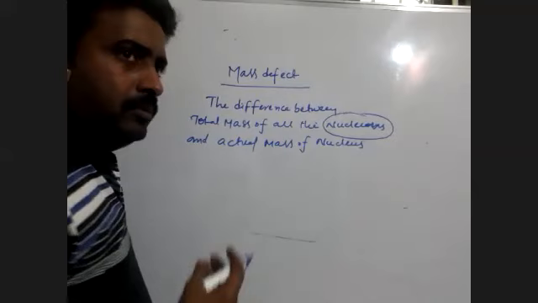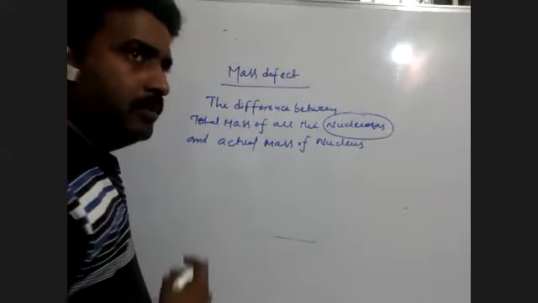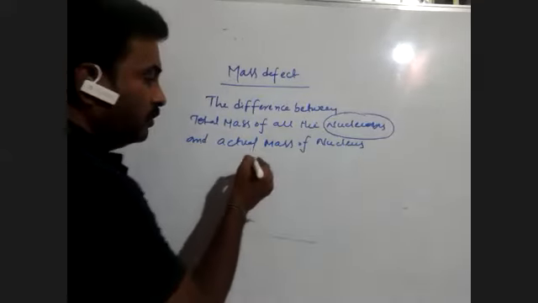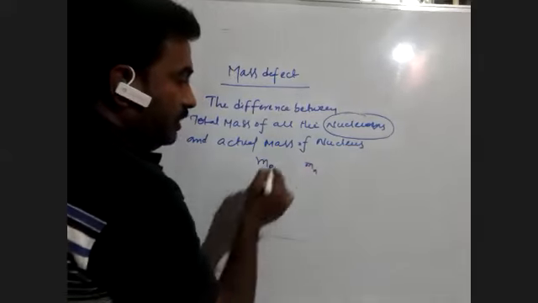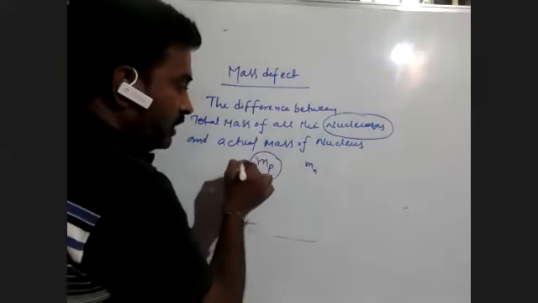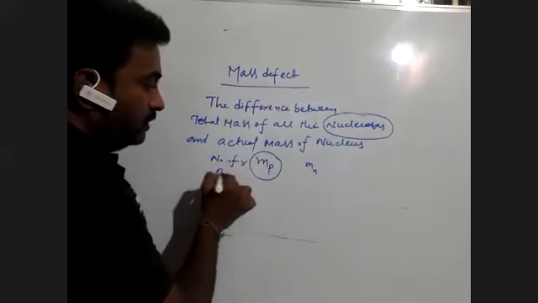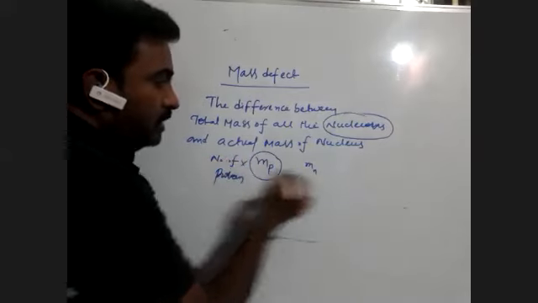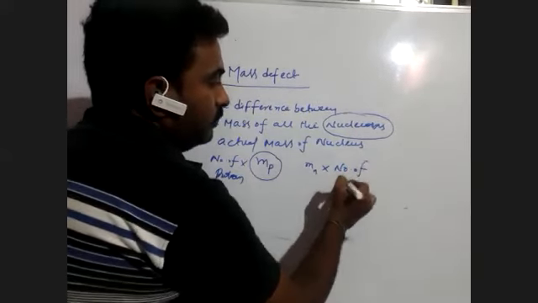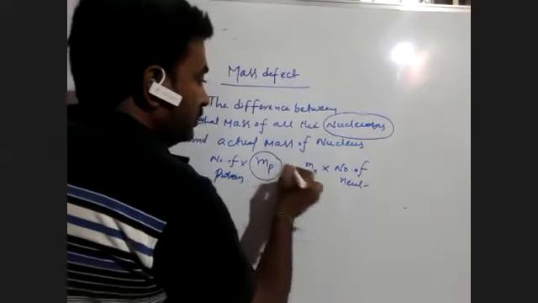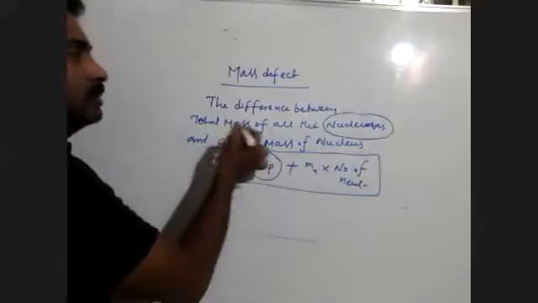So if you take individually proton mass, individually neutron mass, suppose proton mass is mp, neutron mass is mn, multiply this proton mass with the number of protons, multiply neutron mass with the number of neutrons, and sum them. This will give the mass of all the nucleons.